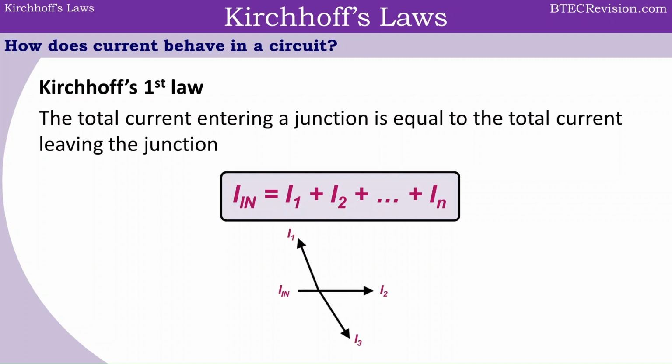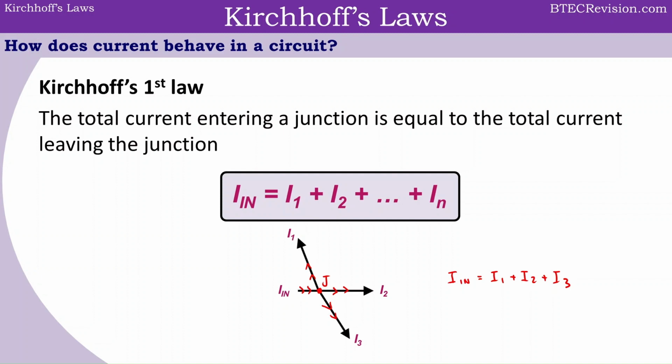Here is a diagram that can help us understand this a little bit better. Here we have I in, and that's going into the junction over here. We'll label that as J. And then we should have the current leaving the junction at I1, I2, and I3. So if we add the currents for I1, I2, and I3, that should be equal to I in. So for our case, the equation is going to become I in equals I1 plus I2 plus I3.